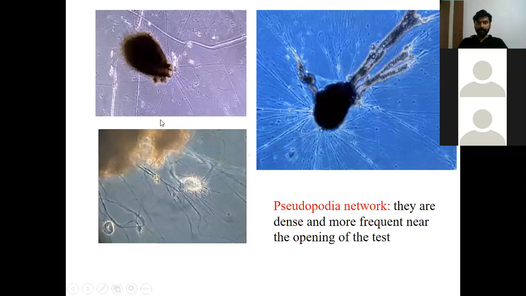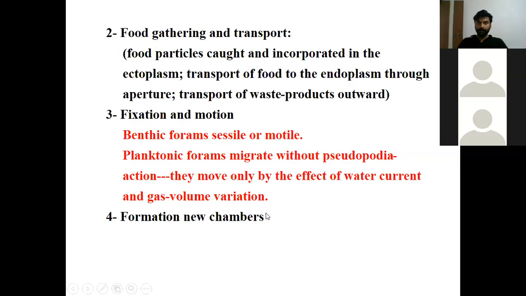Sir, one second. The ones which can move on their own are called motile? Yes. Those which can migrate are called motile. They are called active dwellers. And planktic foraminifera are called passive dwellers.